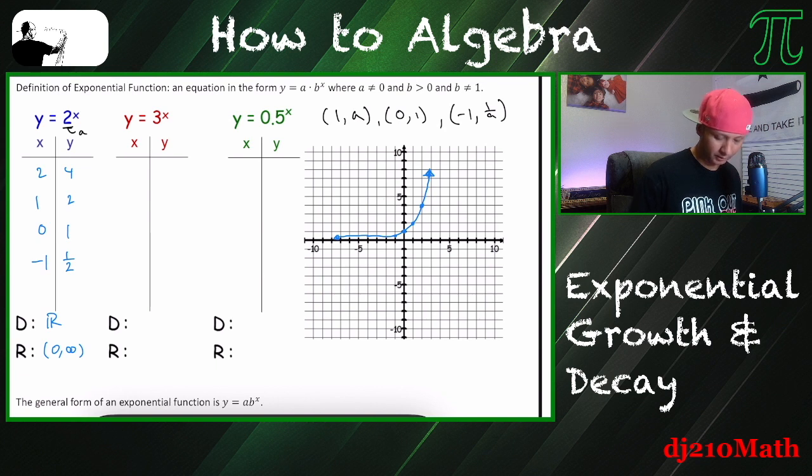3 to the x. Again, the base is 3. So our points of interest, our key points rather, are going to be (0, 1), right? Every exponential function will have this. (1, a), so (1, 3). And then if we want 3 squared, right, when x is 2, y is going to be 9, right? Because 3 squared is 9. And then (-1, 1 over 3).